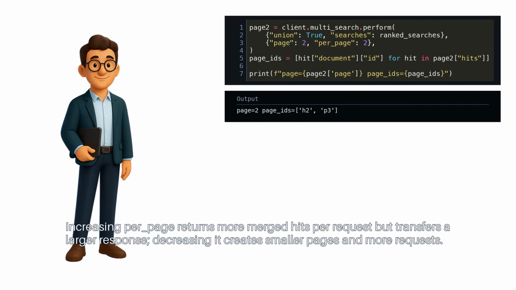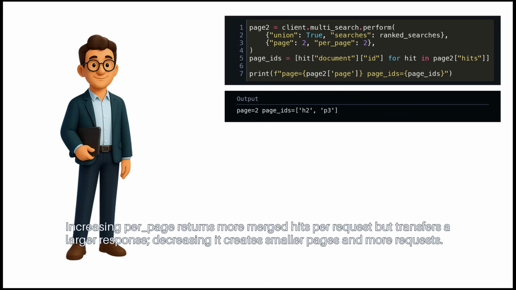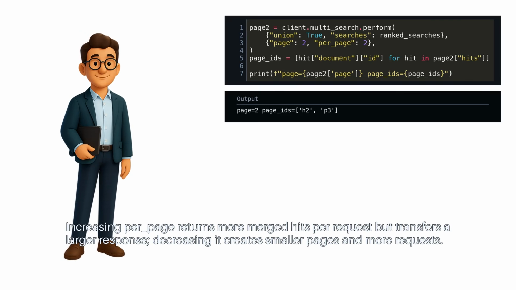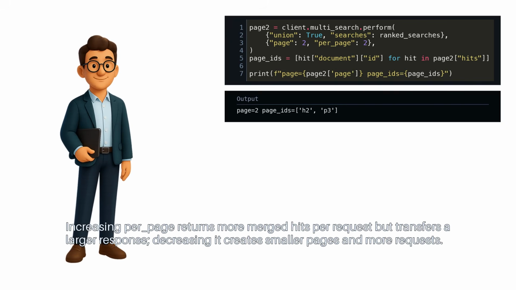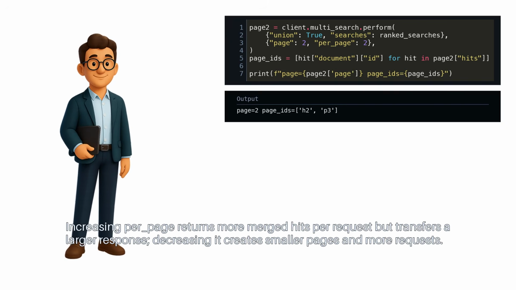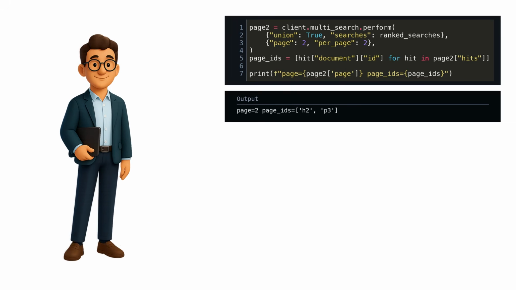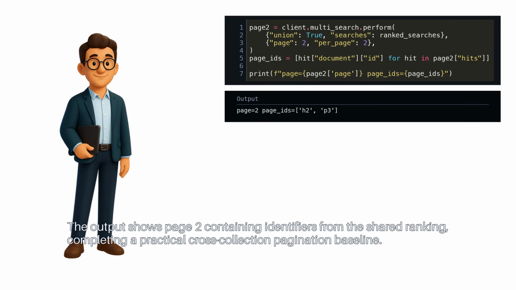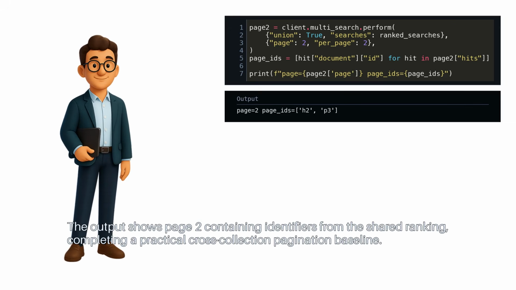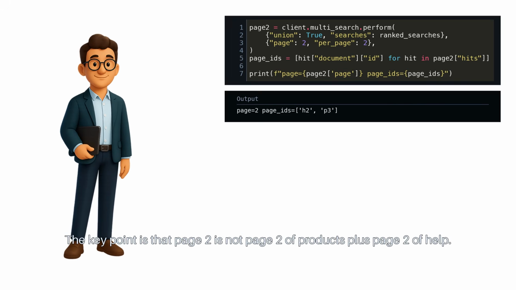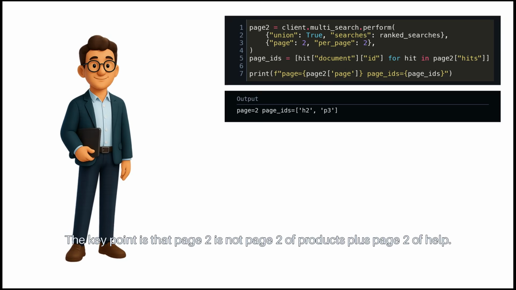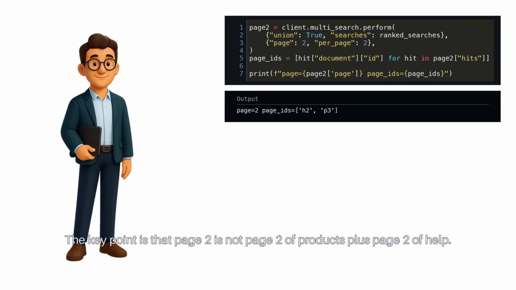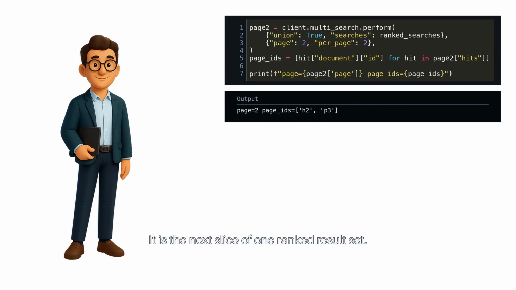Increasing per_page returns more merged hits per request, but transfers a larger response. Decreasing it creates smaller pages and more requests. The output shows page 2 containing identifiers from the shared ranking, completing a practical cross-collection pagination baseline. The key point is that page 2 is not page 2 of products plus page 2 of help. It is the next slice of one ranked result set.